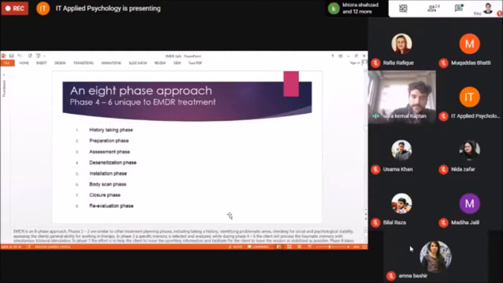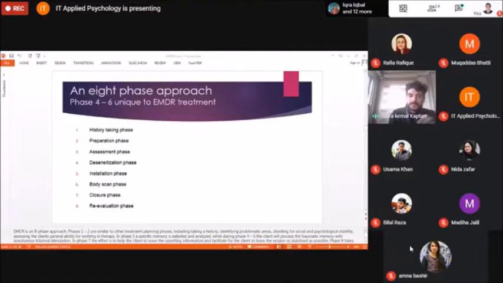So as I said, EMDR has an 8-phase approach, and phases 1 and 2 are quite similar to other treatments. I don't think we need to talk about them. You ask for client history and you prepare them. This preparation includes identifying the psychological, social, or economic resources that the client has.